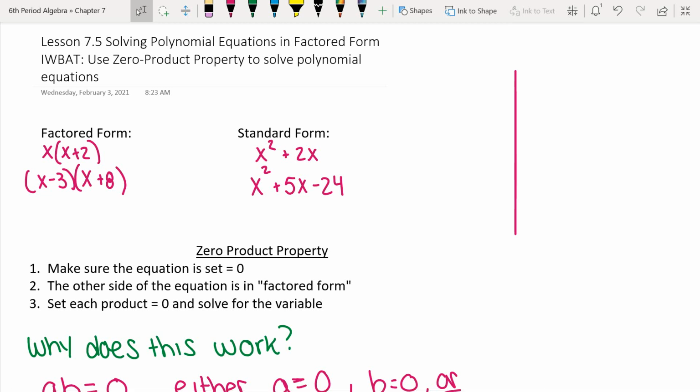Our learning objective, which I will put right below, you don't have to write down, but it is what you want to keep in the back of your mind, what we're going to accomplish today. We're going to use what's called the zero product property to solve polynomial equations.